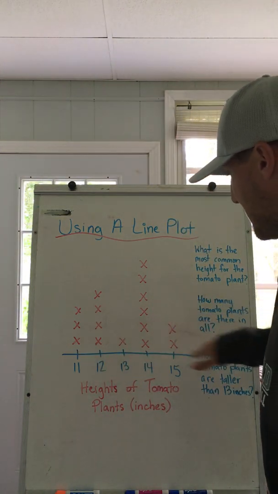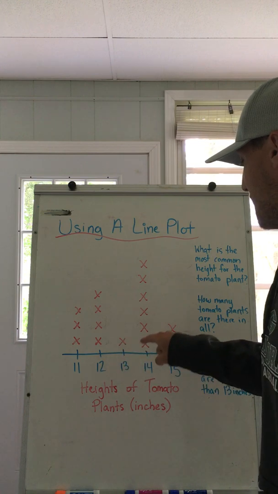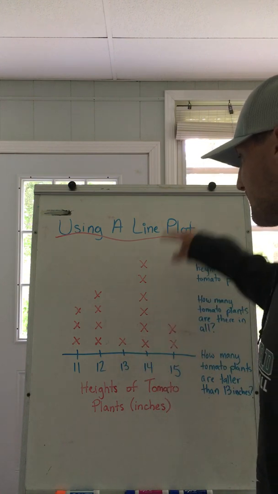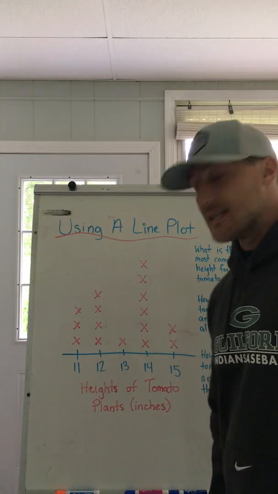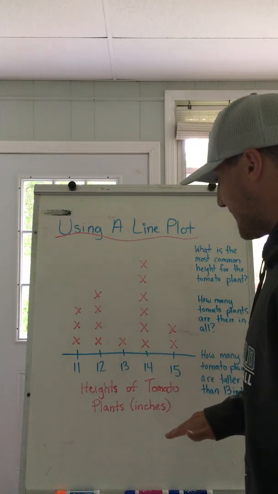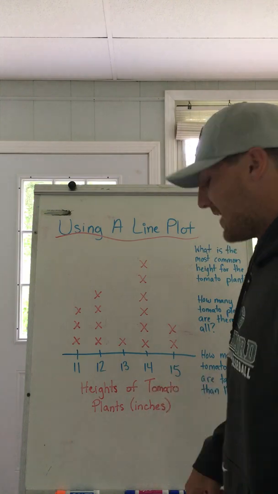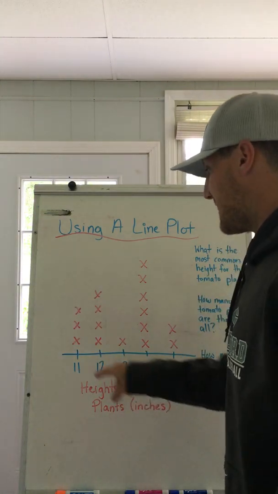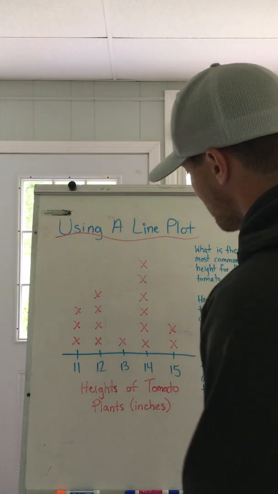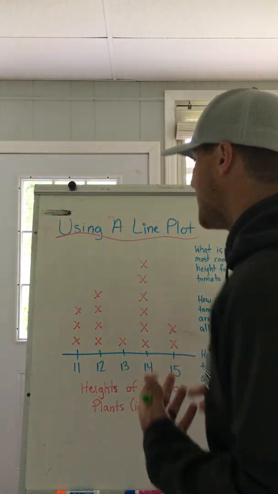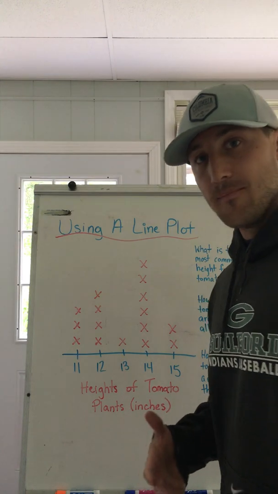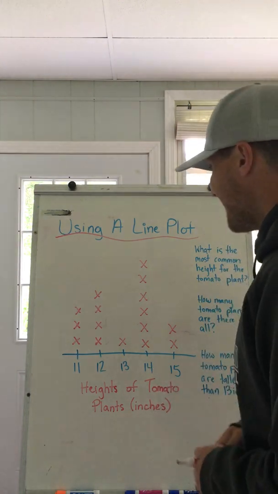We see a line here that's labeled as 11, 12, 13, 14, 15. We have some X's above it, and we have a title down here below. So the title says, heights of tomato plants, inches. Now the inches is telling you that these numbers, 11, 12, 13, 14, 15, those are in inches. So 11 inches, 12 inches, and so on. Okay, that helps.